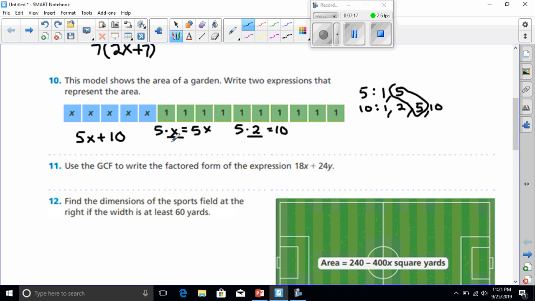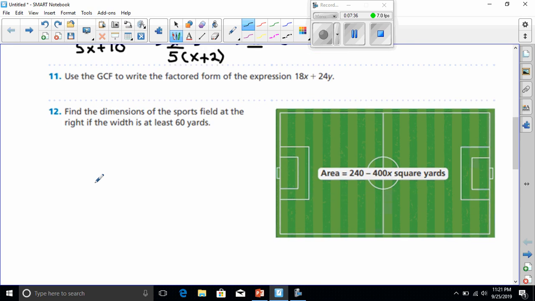And now I can go ahead and put these in. Remember, 5 is what's being factored out. And it's being multiplied to x plus 2. Let's go ahead and check that to make sure. 5 times x is 5x. 5 times 2 is 10. All right, we're going to go to 12 now.